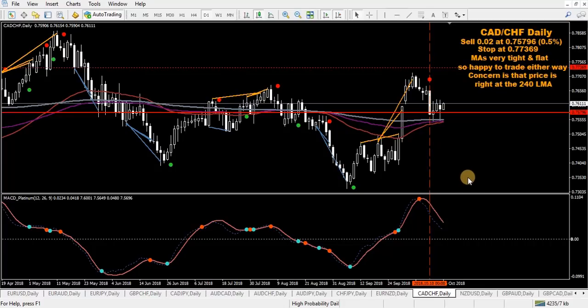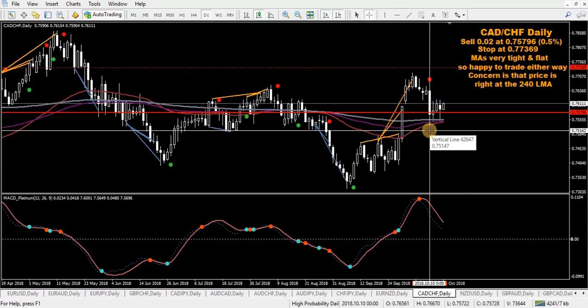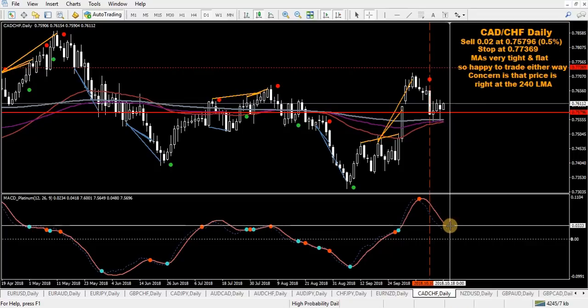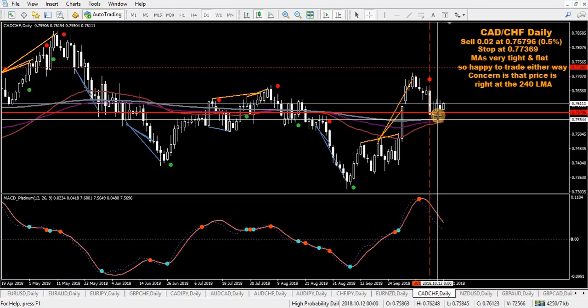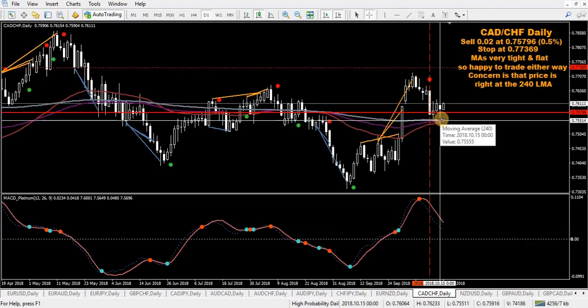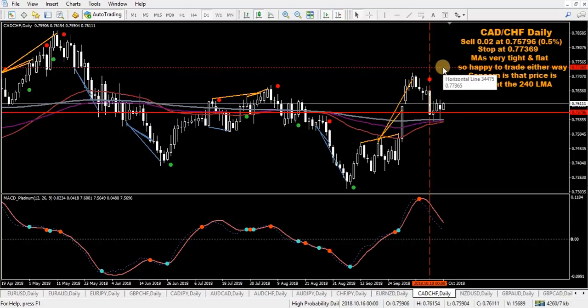CAD Swiss in a sell from last week. Even though the MACD is heading down nicely, price is not playing the game. Look at the MA, super tight now, so we've got the stop way up here. Low risk trade, 0.5%, so it's not that far above my entry. Nothing to be concerned about as yet.